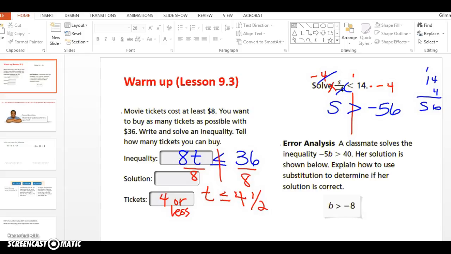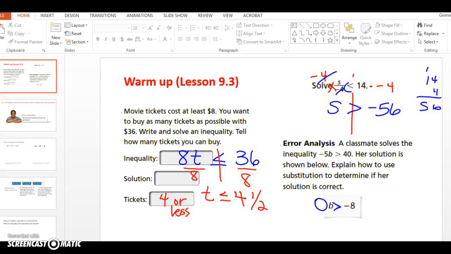Okay, what is the mistake on that next one? Because that can help. She needed to flip the sign because you should have divided by a -5. So when it says explain how to use substitution to tell if her solution is correct, that's what we did yesterday in class. So give me a number that's greater than -8. Okay, -7, 0. I love to use easy numbers. So I would probably go with 0 because 0 is greater than -8.